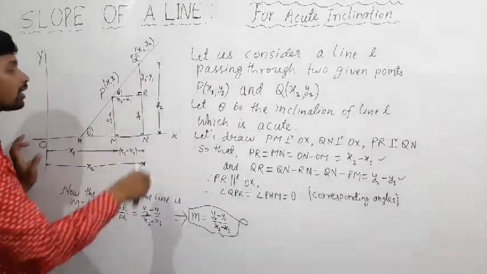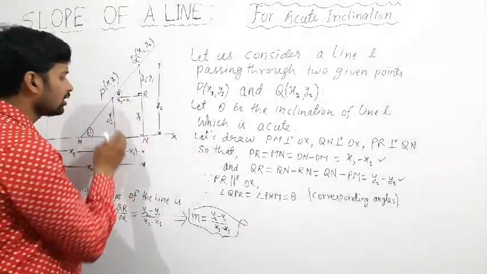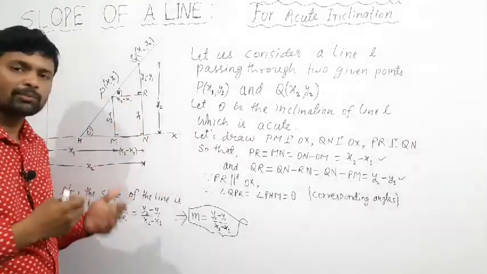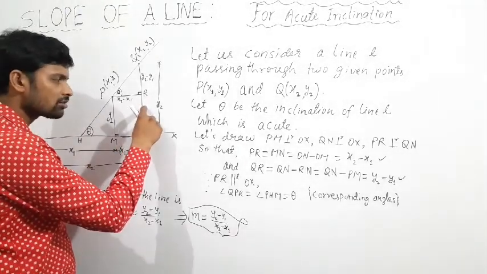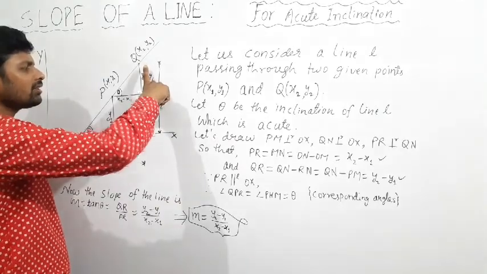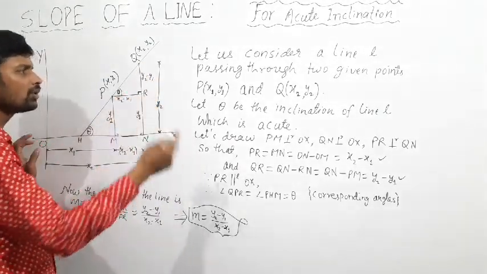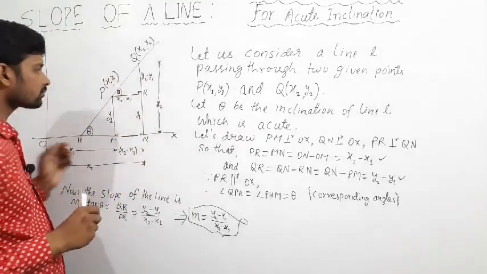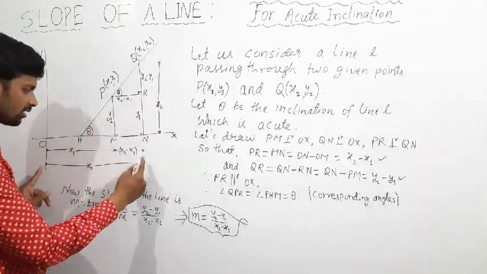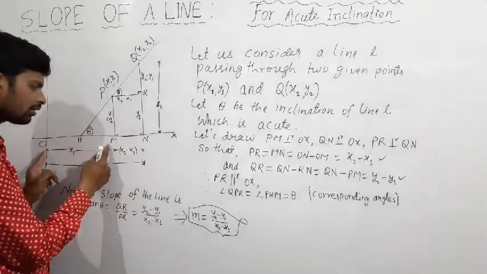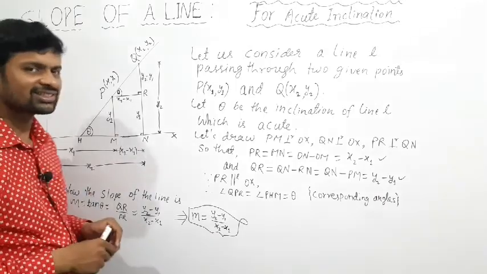Is this clear? Since PRNM is a rectangle, opposite sides will be of equal lengths. So this is y1, that's why this is also y1. This whole length is y2 and this one is y1. Obviously QR is equal to y2 minus y1. PR is equal to MN, and MN is defined as the difference of ON and OM. So obviously the length of MN will be x2 minus x1.